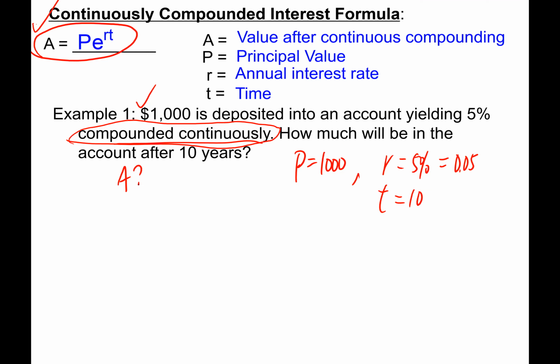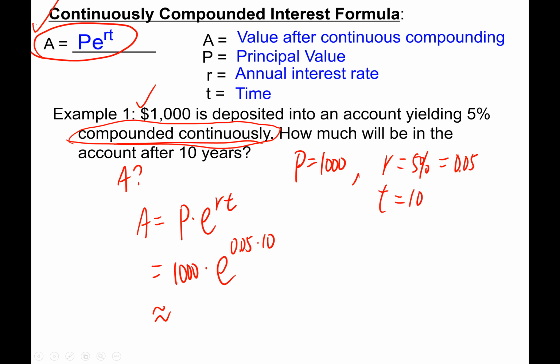Okay. So all we have to do is put all the numbers into the formula. So we get A equal to principal times e to the rt. So it's principal, which is $1,000, times e to the rate, 0.05, times 10. And again, you have to use either a calculator or Excel to do this.